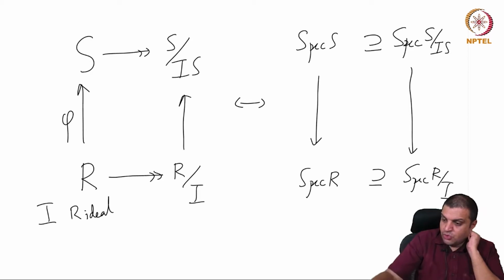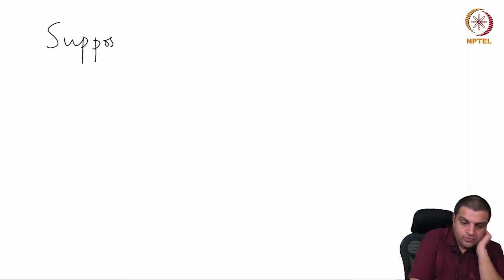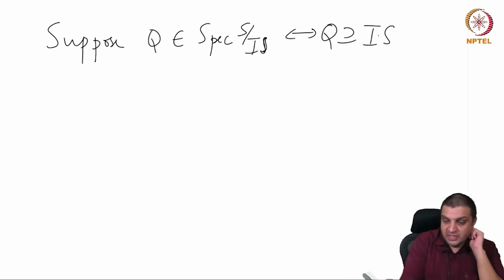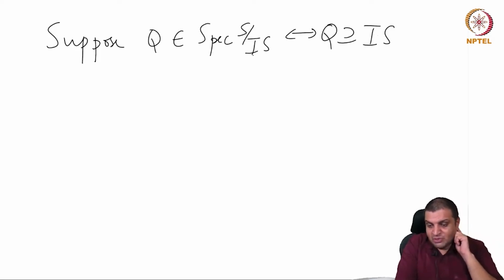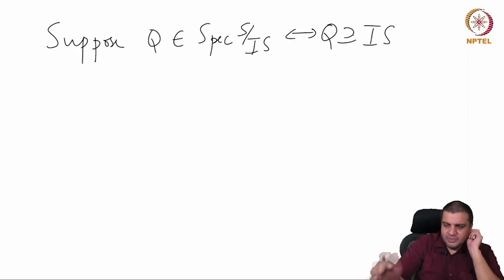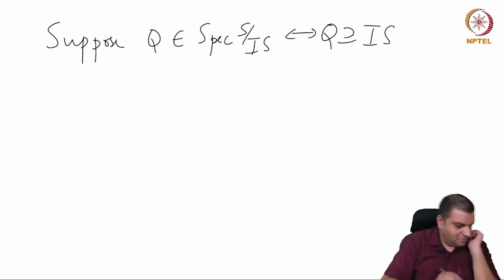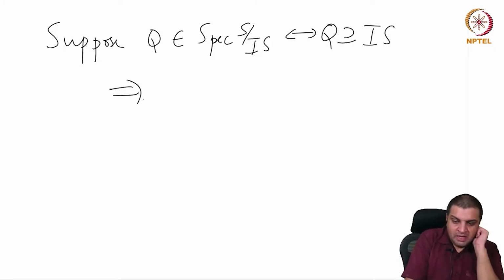So suppose Q is a point here. Q is a point in spec S mod IS, from which we just say Q contains IS. So abuse of notation, here we are discussing a prime ideal of the quotient, but here I am looking at its pre-image and just calling it again Q. There will be situations where one shouldn't do this, but this is not one of them. Okay? So Q contains IS, which now implies that Q contracted to R will contain I.